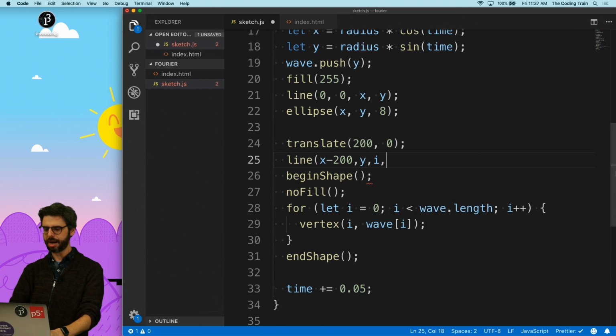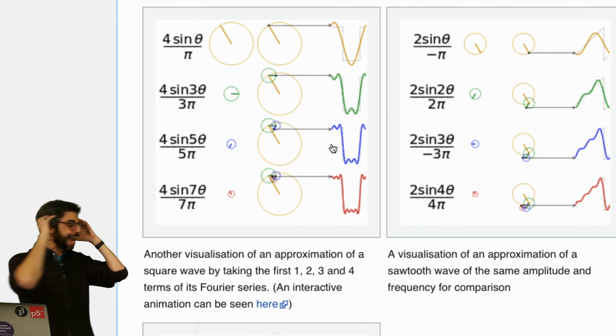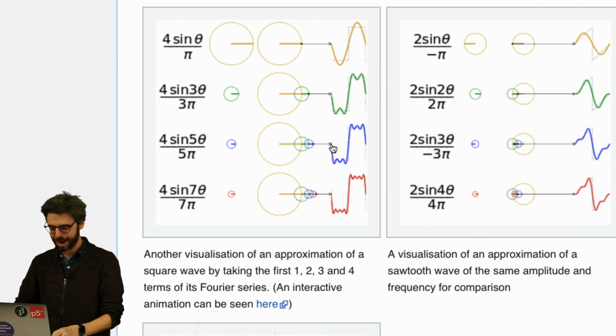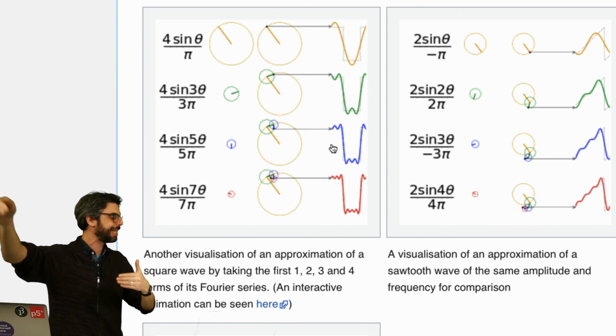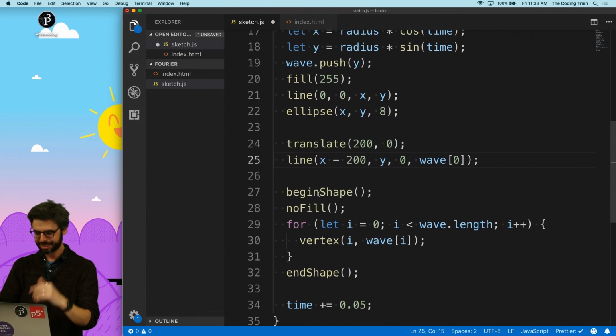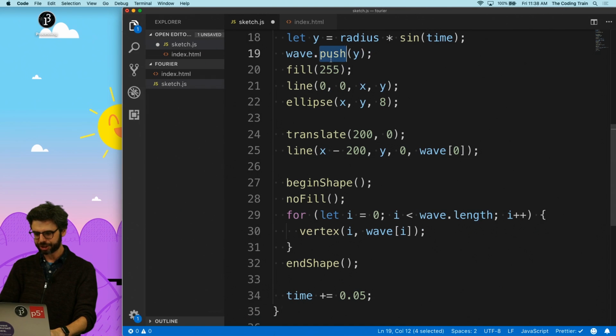Oh, no. I don't want it to connect to here. What am I doing wrong? Why is what I'm doing different? I'm doing it backwards. I'm appending to the end of the array. So every new value I'm appending to the end, I want to add it to the beginning. So instead of using push, I want to use unshift.